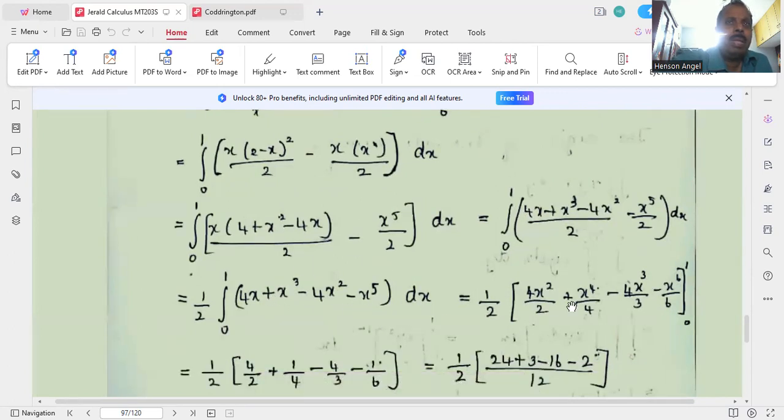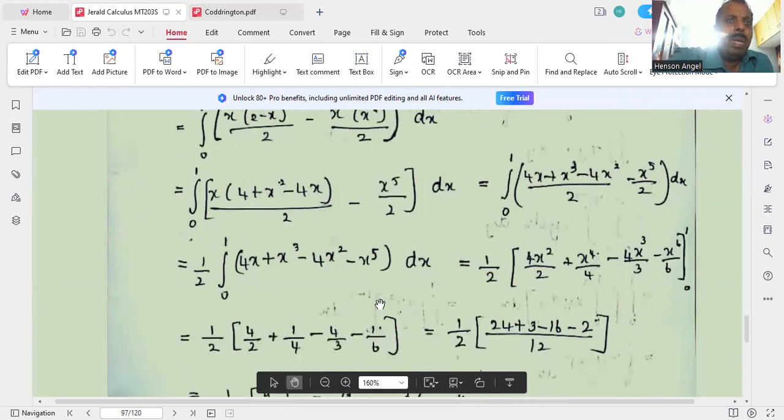So when you integrate this expression, we get this result: 1 by 2 into 4x square by 2 plus x power 4 by 4 minus 4x cube by 3 minus x power 6 by 6 with the limit 0 to 1. So when you apply the upper limit 1, we get this expression. When you apply the lower limit 0, we get 0. We need not write that value.